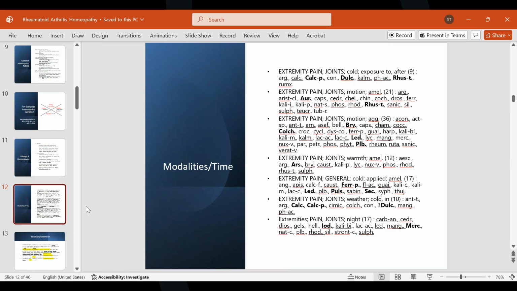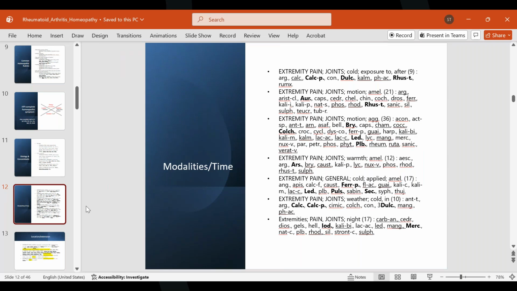Bryonia is worse. Also here under joints, motion aggravates, we have colchicum, which is colchicine, which is an allopathic medicine. That's one of the main remedies we use, colchicum, colchicine for acute gouty attacks. It works really well. It causes aplastic anemia occasionally, but it works really well for acute gout.